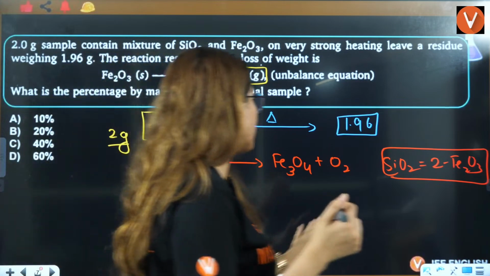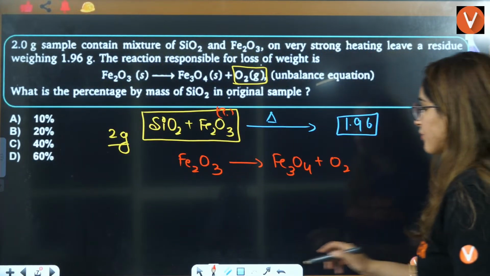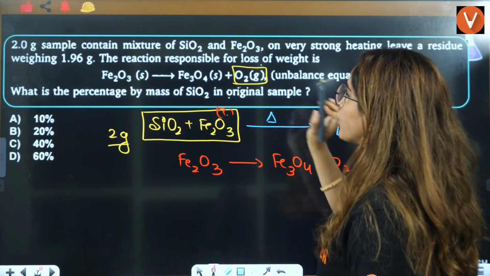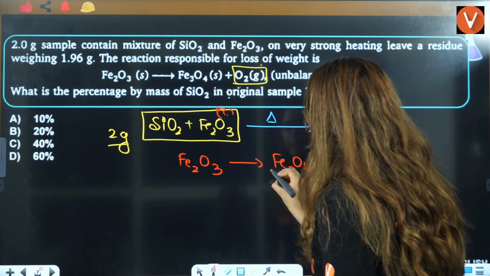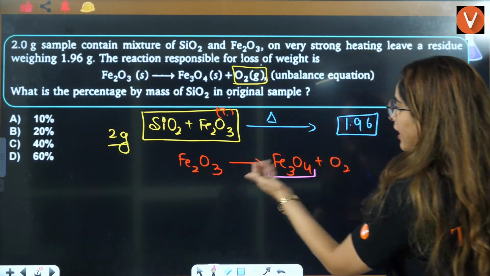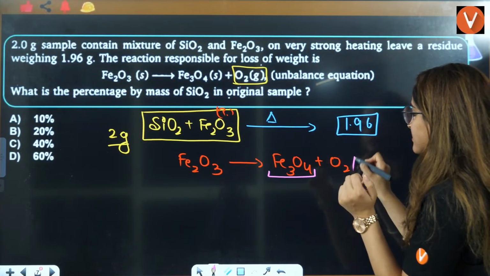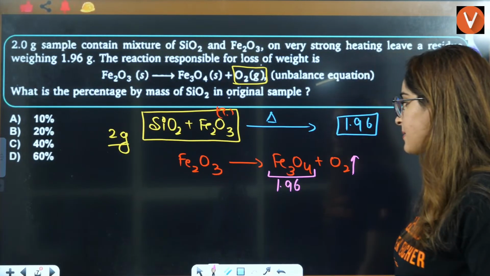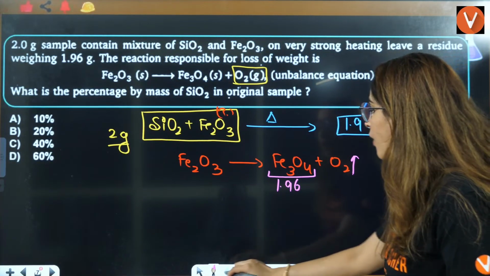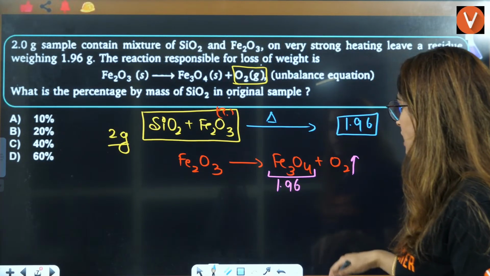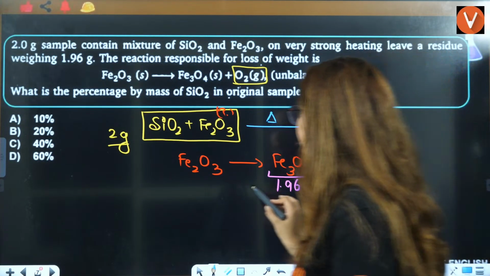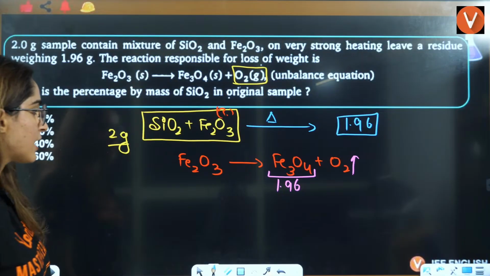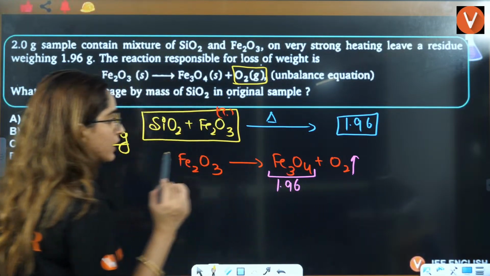For that, what is given to you? They have given that on very strong heating it leaves a residue weighing 1.96. That means after heating, this is the residue you are left with, and this is the gas that will leave. The residue is given to be 1.96. Now you have to calculate how much Fe2O3 will be there, so I have to equate 1.96 with this.